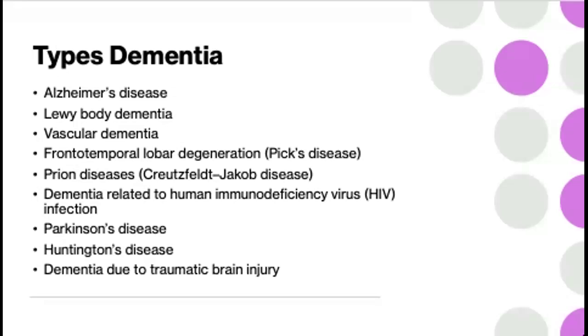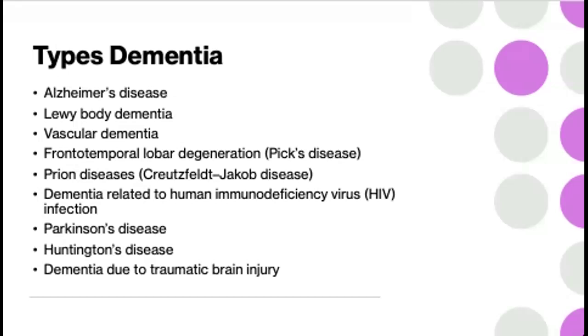Lewy body dementia, onset is gradual. These patients have cognitive impairment, neuropsychiatric issues, delusions, visual hallucinations, and motor symptoms. The genetic component is less common, but some genes have been identified.